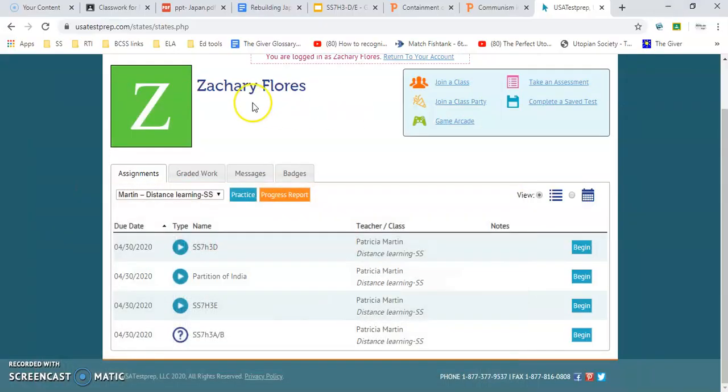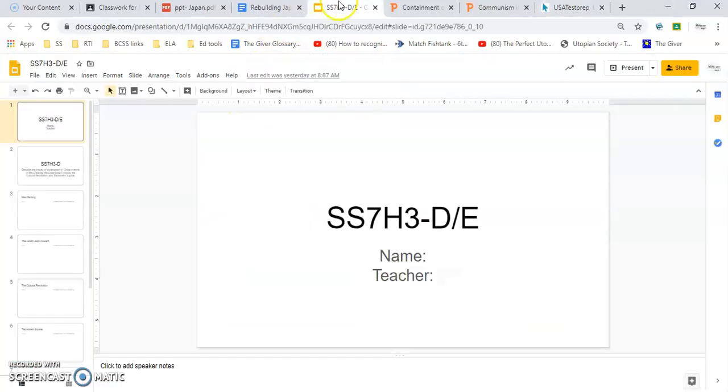So I'm going to show you what the slideshow looks like. Everybody has a slideshow that looks like this, where they can change the background, they can make it look nice. Make sure the backgrounds are appropriate. We're talking about communism and containment of communism, so you shouldn't have anything inappropriate as your background for the slideshow. Make sure it's very basic. You can make it colorful, but keep it appropriate to the standard.